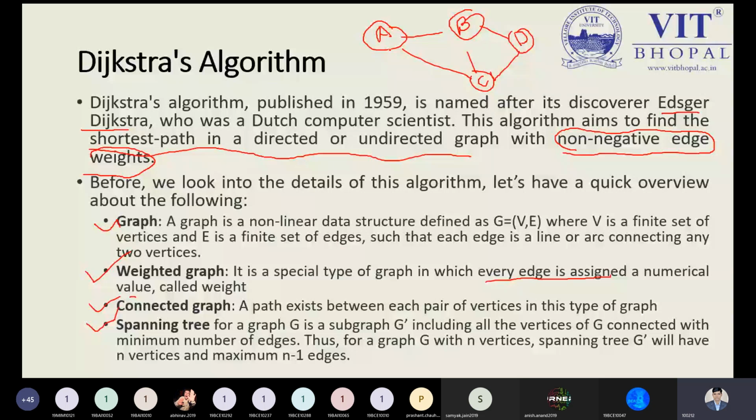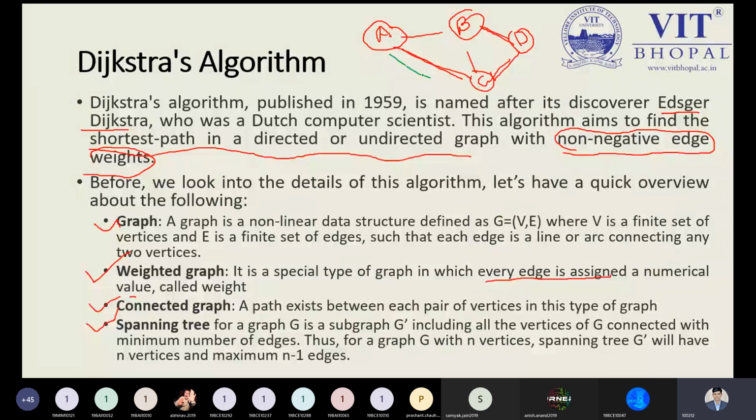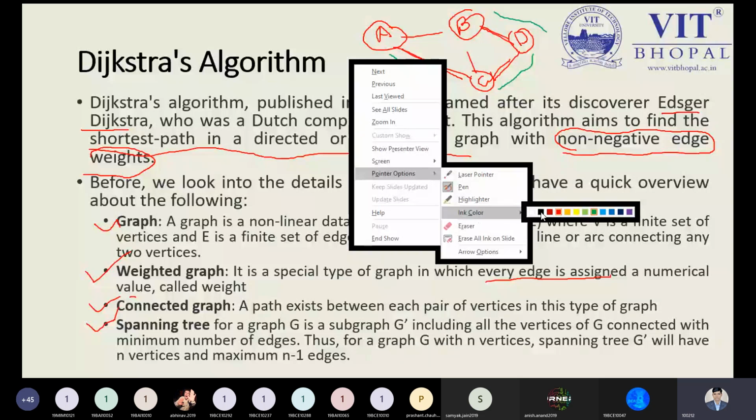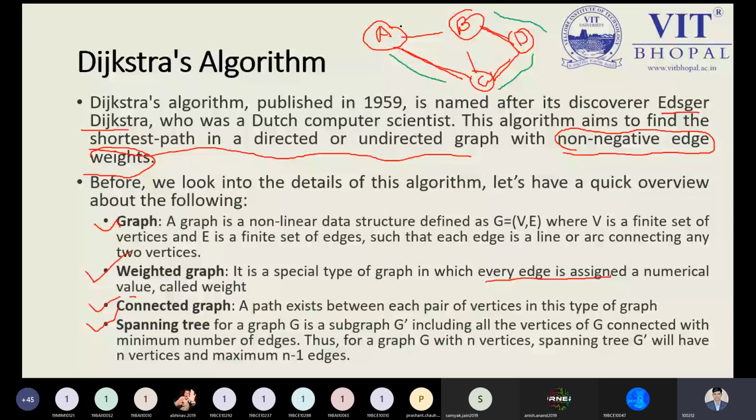D and B. There's no cycle. I'm just taking this example for revision purposes. A to C, and C to D, and D to B. There is no cycle. This is my spanning tree. And another spanning tree could be, I'm taking another color, visiting node A to B, B to D, and D to C.